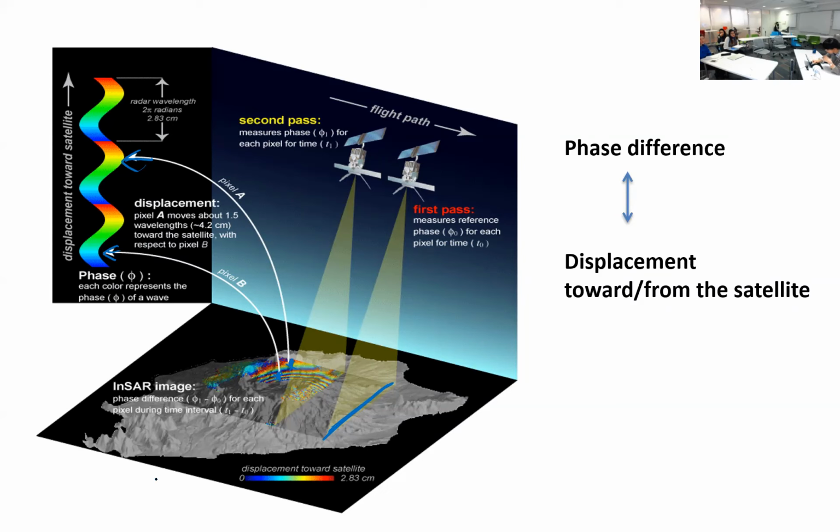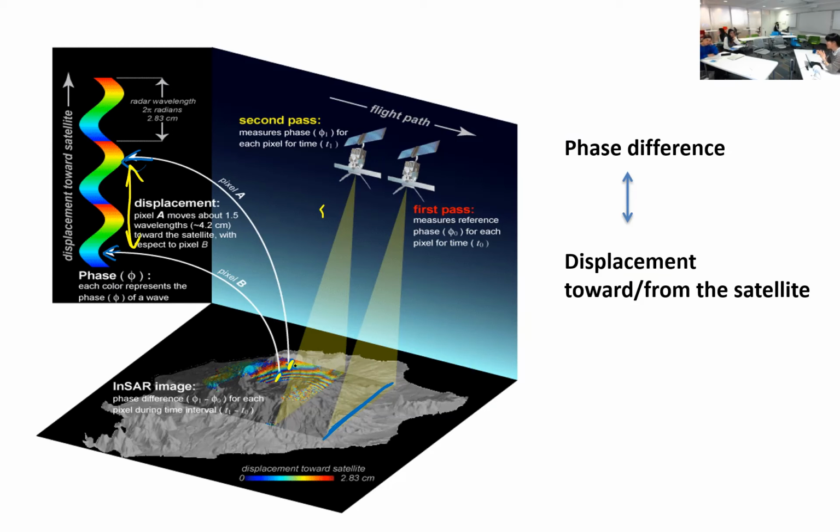So by counting the difference between those two phases, for example here, this is roughly a 1.5 wavelength difference. And I know the wavelength of the radar wave that I'm using is 2.8 centimeters. So 1.5 times 2.8 gives me a displacement of 4.2 centimeters. And this is saying that my pixel A on the ground has moved 4.2 centimeters in the direction of the line of sight for the period of the two flybys, with respect to my pixel B. And that's also, again, always relative motion between the two points.